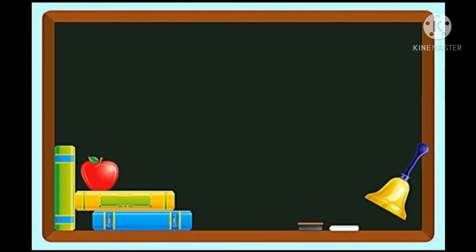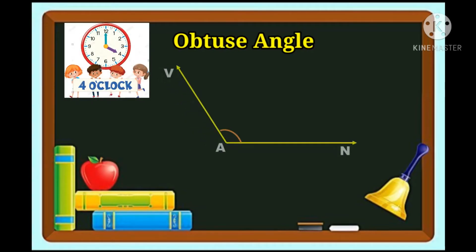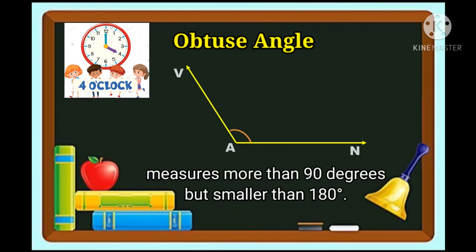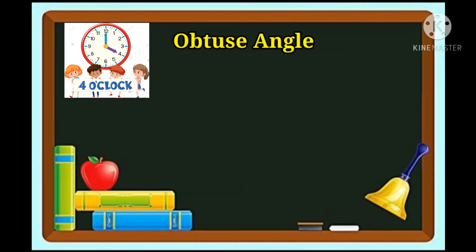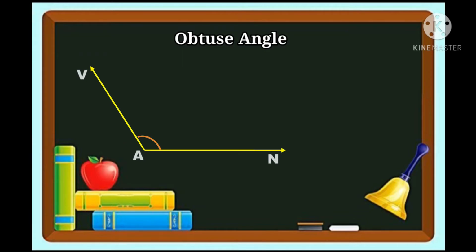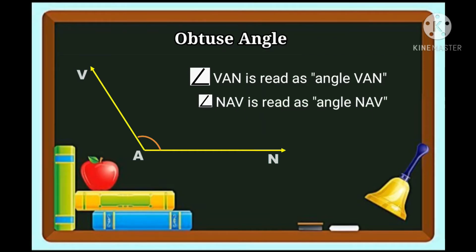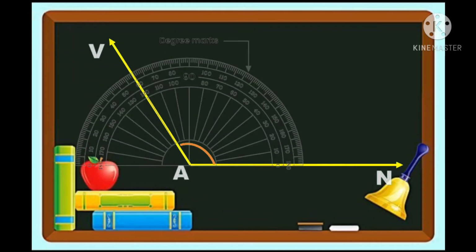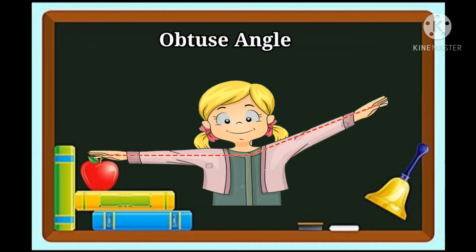Another angle which was shown by 4 o'clock is what we call an obtuse angle. An obtuse angle measures more than 90 degrees but is smaller than 180 degrees. Let us take a look at this example. This angle can be named as angle VAN, read as angle VAN. It can also be angle NAV, read as angle NAV, or it can be angle A. And now, let us try to measure this angle. And this angle measures 120 degrees. And an obtuse angle can be like this.